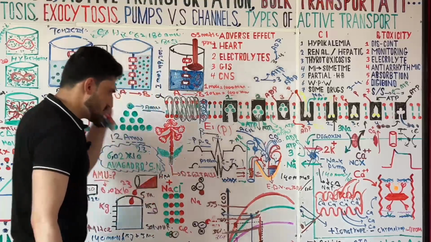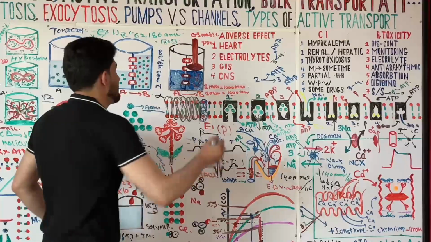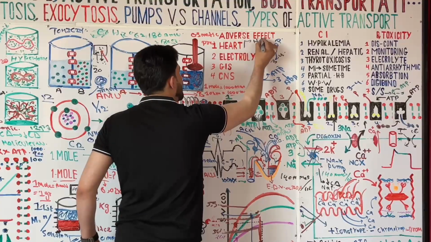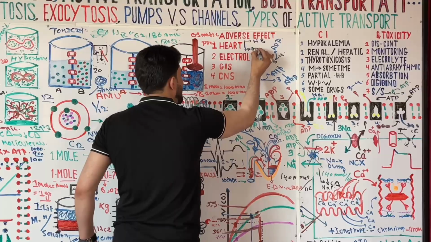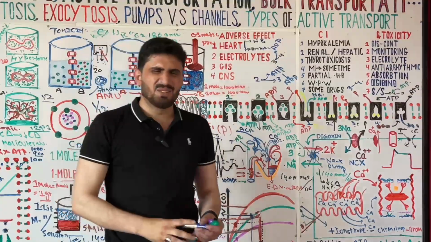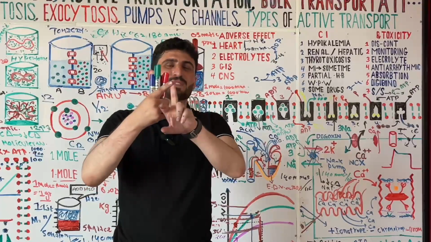Okay, so this one: toxicity on the heart. First, it causes heart block. Second, digoxin toxicity causes arrhythmias. As you know, we use digoxin for two purposes: one for heart failure, two for arrhythmias.